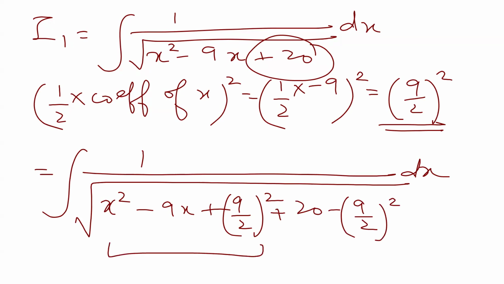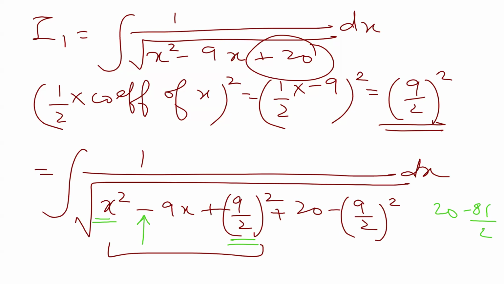Now the first three terms give x minus 9 by 2 the whole square, and 20 minus 81 by 4. So that is 80 minus 81, that is minus 1 by 4.